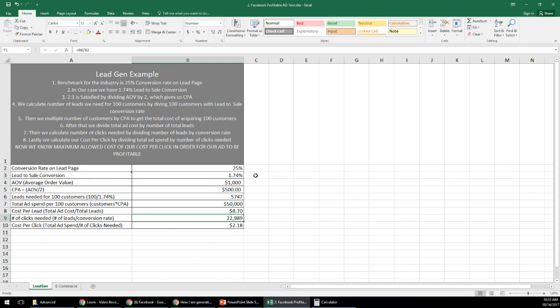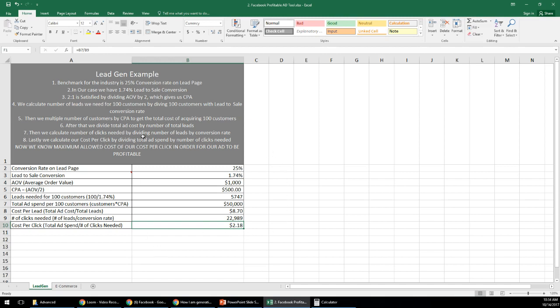Now from all of this, it's easy to calculate cost per click. We know that we need 22,989 clicks, and we also know that the total ad spend for 100 customers is going to cost us $50,000. That means that our cost per click is going to be total ad spend divided by number of clicks needed, which basically comes down to $2.18. So in this case, that means that we can spend $2.18 per click. Just keep that in mind.